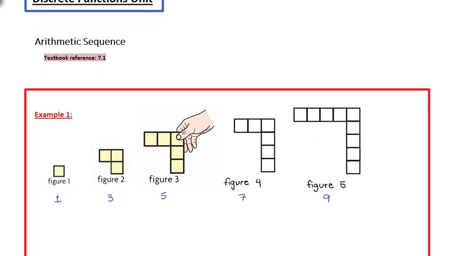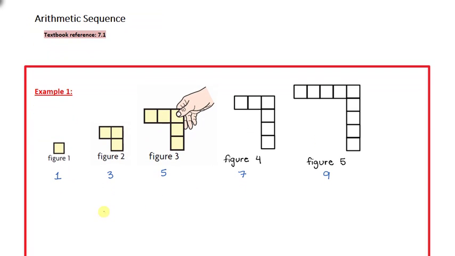If I were to write the number of squares as a list, 1, 3, 5, 7, 9. This list is ordered from the first figure to the 5th figure. And when we have an ordered list of numbers, we call that a sequence, or a sequence of numbers.